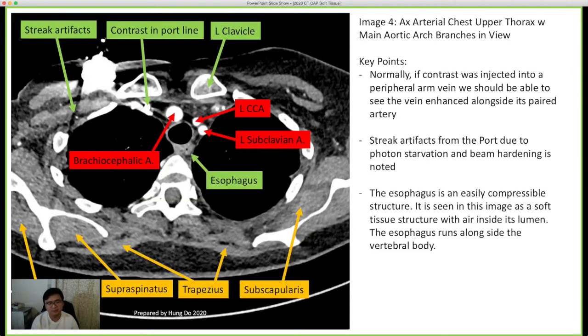So moving up further, you see this beautiful white thing here. This is contrast in the port. This contrast is 100% contrast. This contrast is very, very dense, and so this is why it's causing this streaking artifact across your image. The computer is very confused as to what information is meant to be there, so it has this issue where it causes these straight lines through your data set.